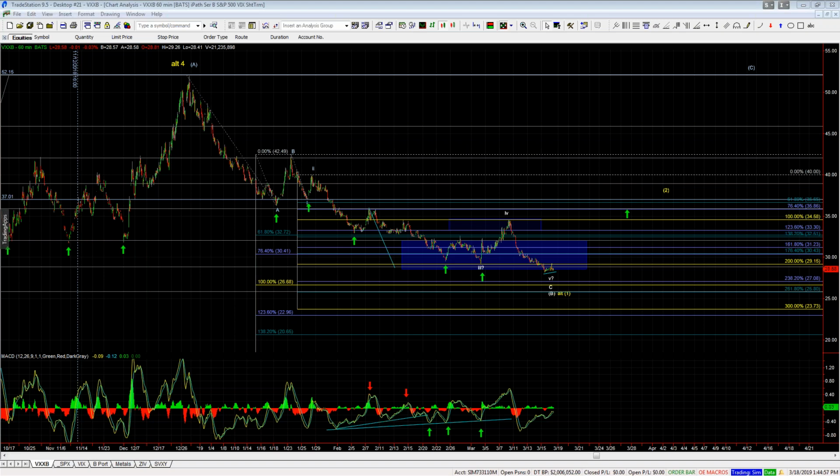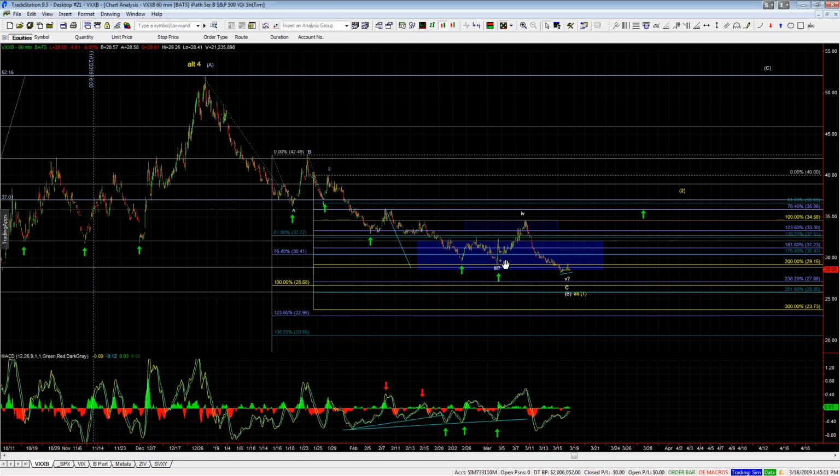All right, 60-minute chart, piercing bottom of blue box. Does it mean that count is no longer likely? What is the lower limit for the blue box? Okay, 60-minute. No, this is a target zone. This was the ideal target zone. So 76.4 retrace to 88.6 retrace.